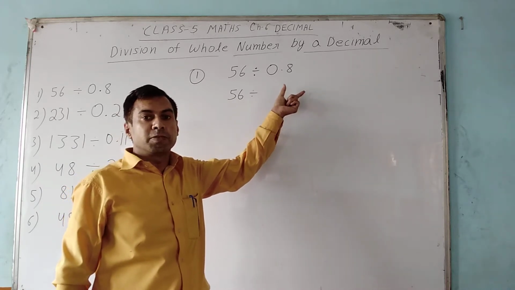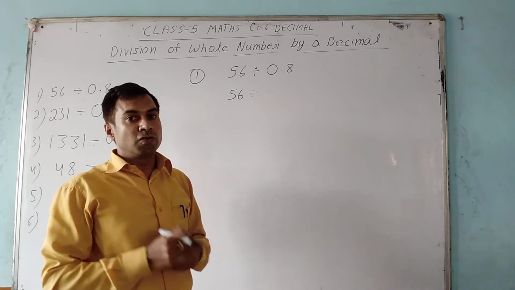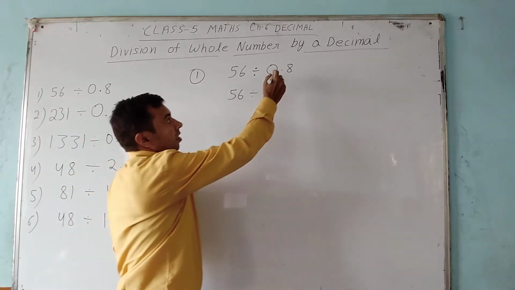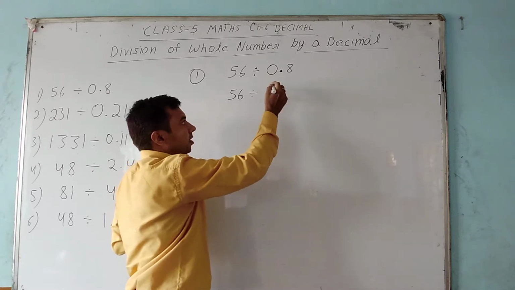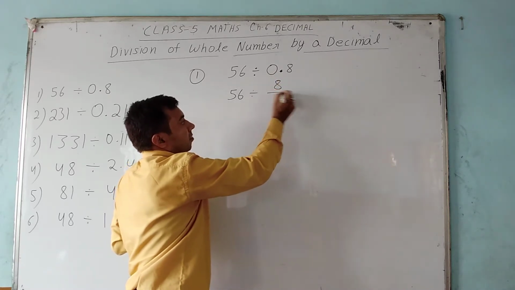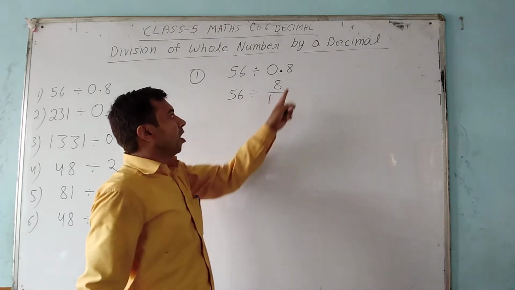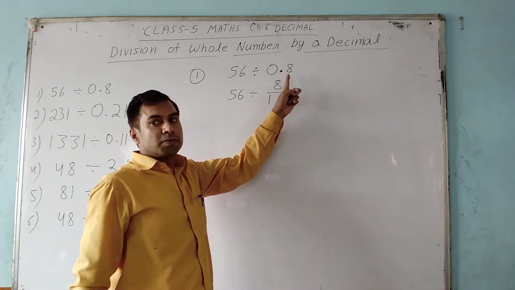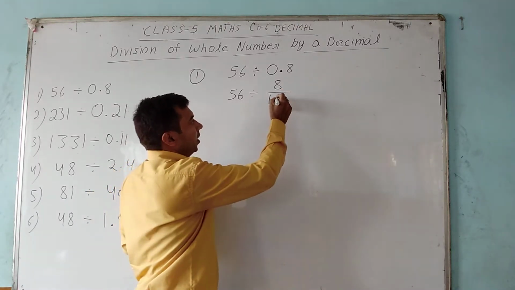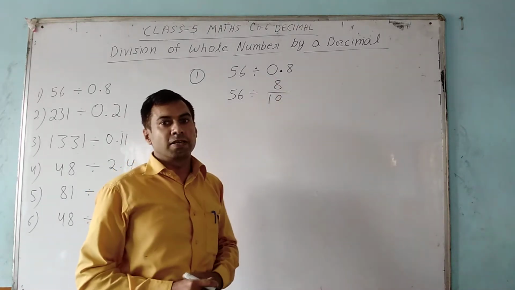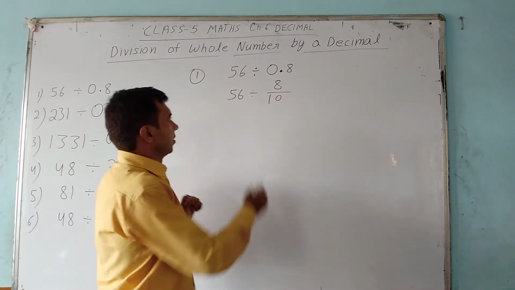We convert this decimal number into fraction. How we convert this decimal number into fraction, student? Write the number without decimal in numerator part. Write 1 in denominator. How many decimal places in this decimal number, student? 1 decimal place. So what we do? We add 1 0 in denominator. Now this decimal number converted to fraction.